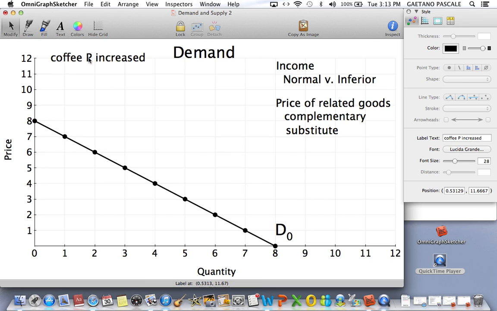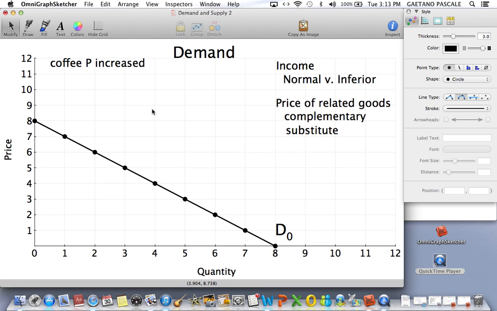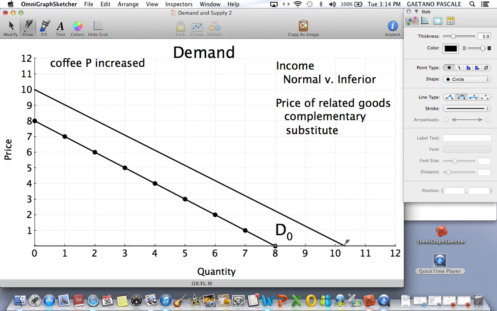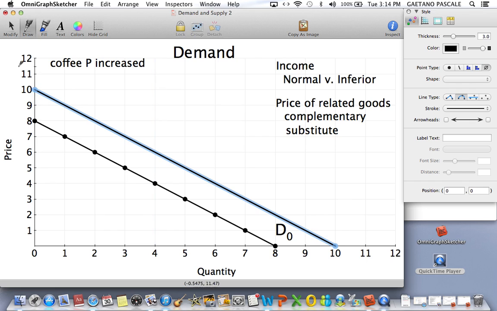And what we're concerned with is what happens when we increase the price of coffee. What is going to happen to the demand for tea, assuming that they are substitute goods for one another? So when coffee prices go up, the demand for tea goes up. So that would cause the demand for tea to shift to the right. So an increase in the price of coffee causes the demand for tea to increase. So because of the increase in the price of coffee, our demand curve shifts from D0 to D1.